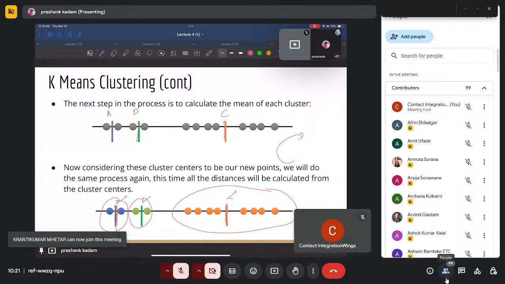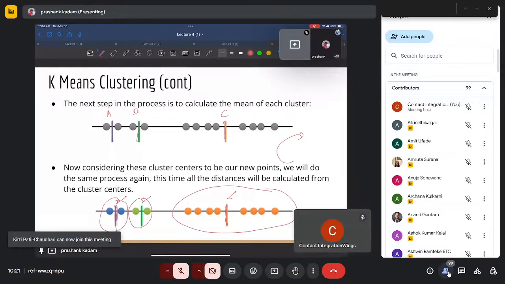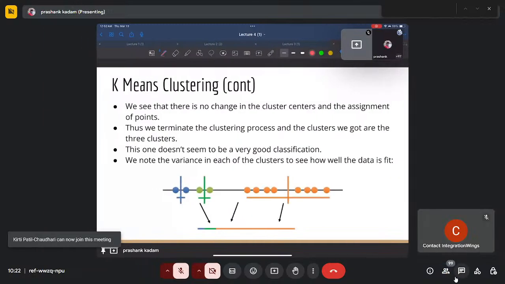Now, of course, these look incorrect, but how do we optimize on that, right? So now we see that there is no change in the cluster centers and the assignment of these points. Thus, we terminate the clustering process. Now, it doesn't seem to be a very good classification, right? But we'll try to learn from this.